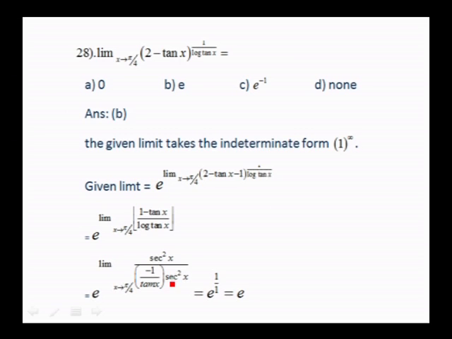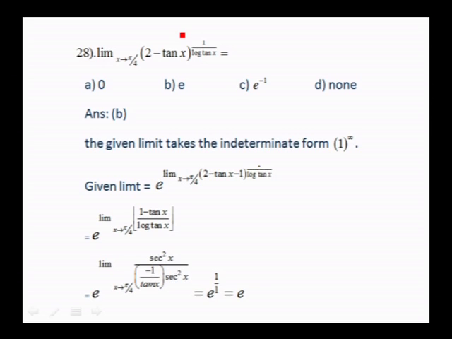28th question: limit as x tends to pi by 4 of 2 minus tan x whole to the power of 1 by log tan x. So here also, as x tends to pi by 4, you get 2 minus 1, that is 1, and 1 over log tan x, that is 1 over log tan pi by 4, and tan pi by 4 is 1, 1 by log 1 is 1 by 0, infinity. So totally this takes the indeterminate form 1 to the power of infinity.